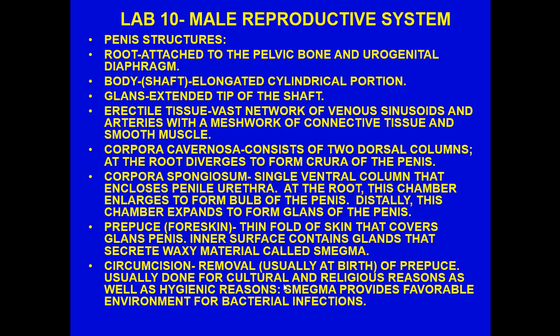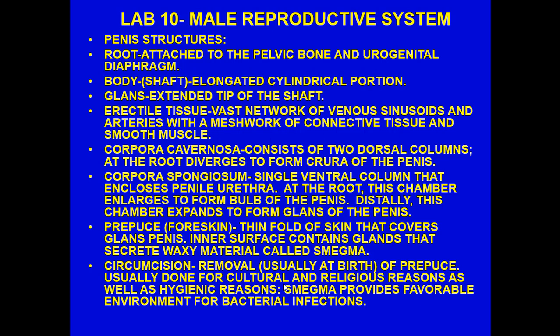So what we have are these vast networks of venous sinusoids and arteries. They're within a meshwork of connective tissue and smooth muscle. In essence, they provide the penis the erection that is necessary. When you look at the cavernosa, you have two dorsal columns at the root. They diverge to form the crura of the penis. The spongiosum is a single ventral column that encloses the penile urethra. At the root, this chamber enlarges to form the bulb of the penis. Distally, this chamber expands to form the glans of the penis. Now, there's something called the prepuce, otherwise known as foreskin.